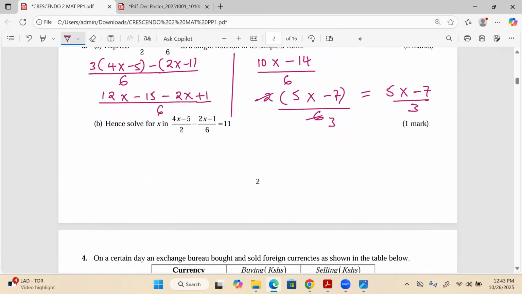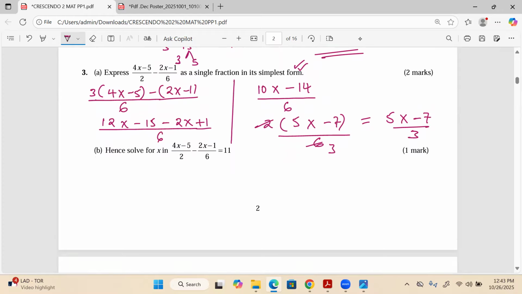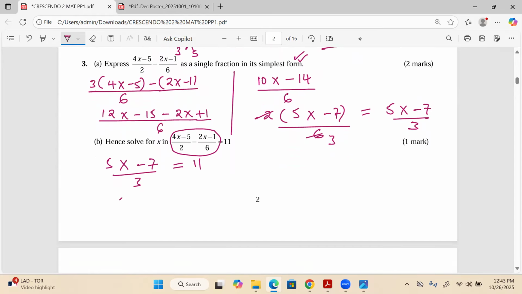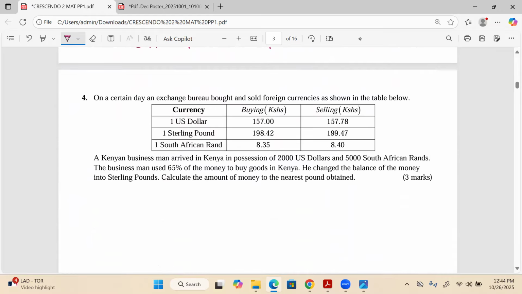Hence, solve for x, given that this is equal to 11. Whatever we've simplified, which is 5x minus 7 out of 3, equals 11. So we multiply through by 3, so that 5x minus 7 becomes 33. 5x equals 40 when we take the 7 to the right-hand side. To remain with x, we divide through by 5, and the value of x becomes 8, because 40 divided by 5 gives us x.